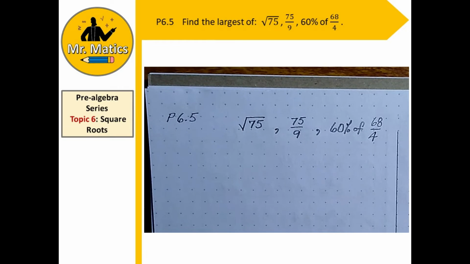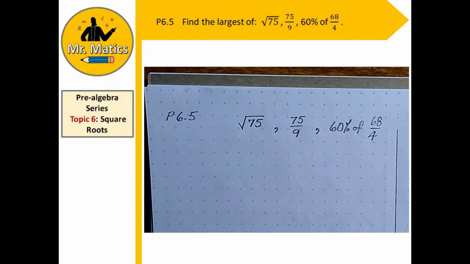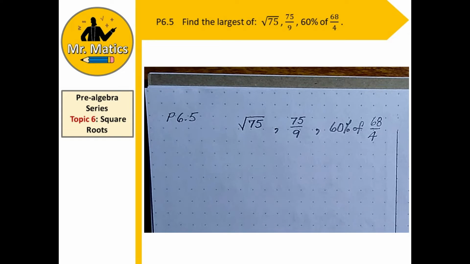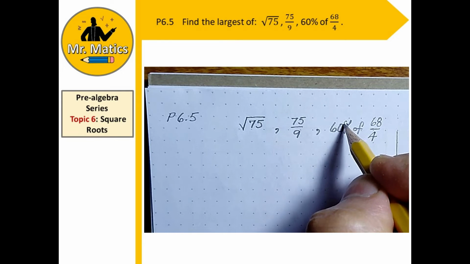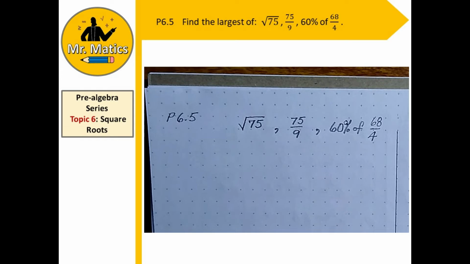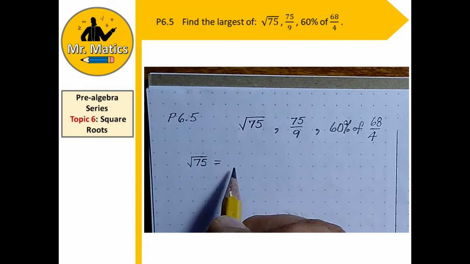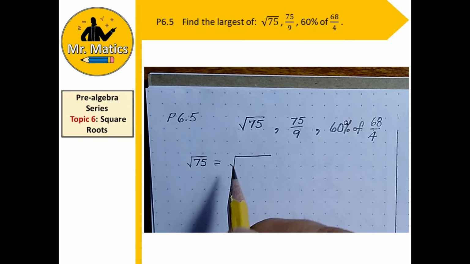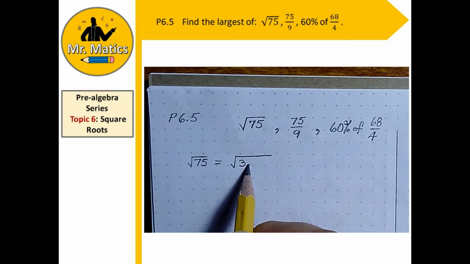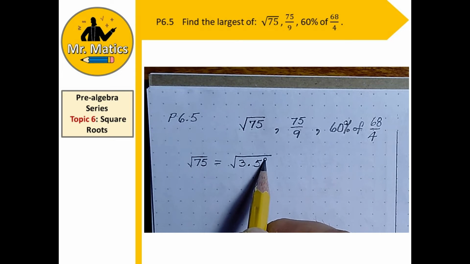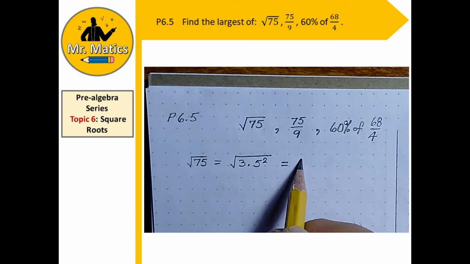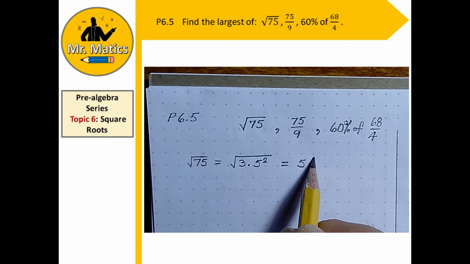Whenever you try to do a comparison of different types, try to bring them to similar form. It's much easier to compare that way, if you can. Not always, but if you can. So let's see if we can do that. So √75 is the square root of, factorizing inside, 3 times 5 squared. Taking the 5 out, we get 5√3.